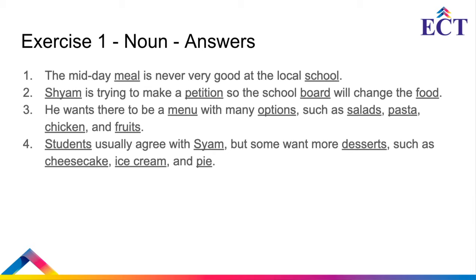All right. So options, a noun. Many options. He wants there to be a menu with many options. Options will be a thing, right? It will be a thing, and that is why it's a noun. Petition and option. So petition is a thing that we are trying to do. So petition indicates something. Similarly, options also indicate something, and that is why these will be nouns.